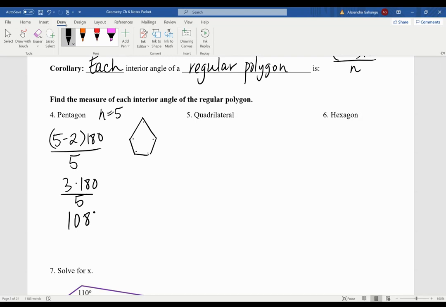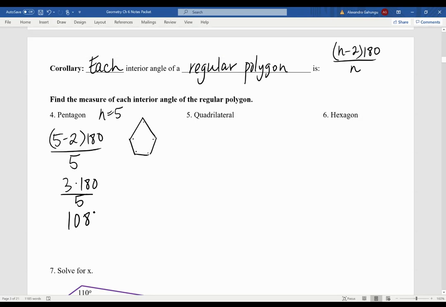Okay, so here's part 2. Still finding each interior angle of a regular polygon, and we've got a quadrilateral, which means n is equal to 4. I've got 4 sides here, so it's going to be (4 minus 2) times 180 divided by those 4 angles that I'm going to have. So it's going to be 2 times 180 divided by 4.